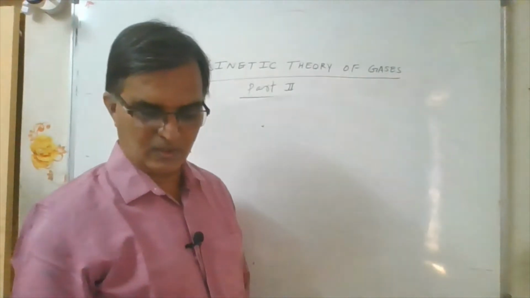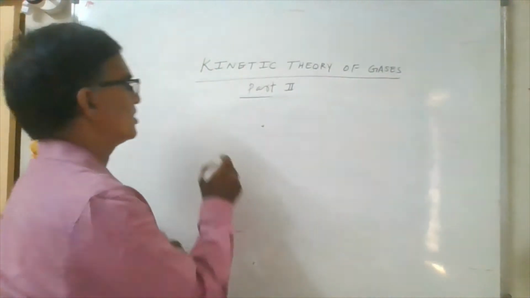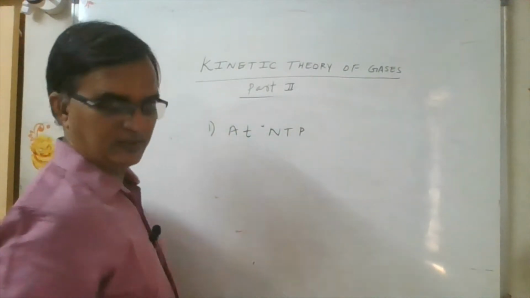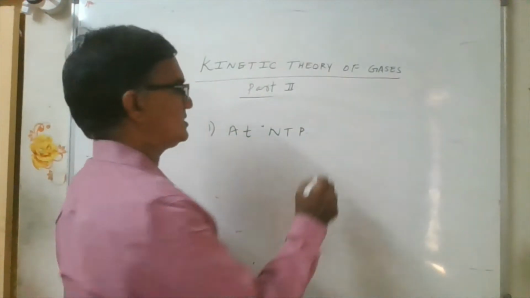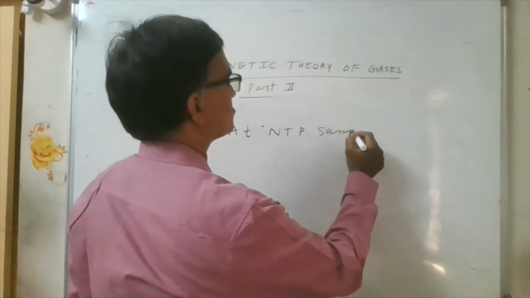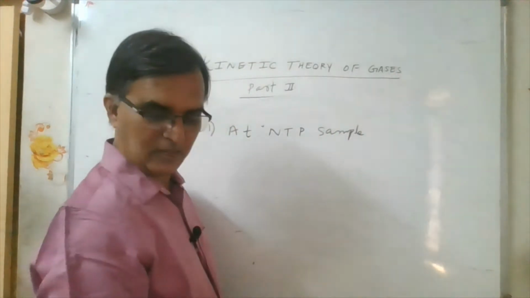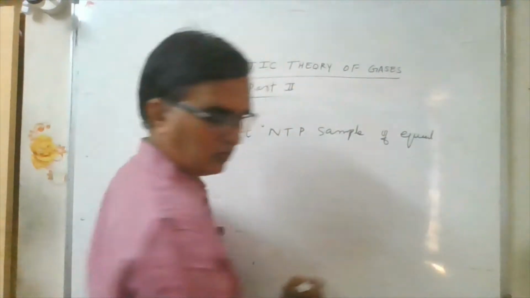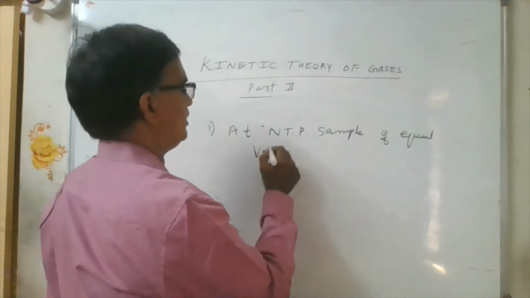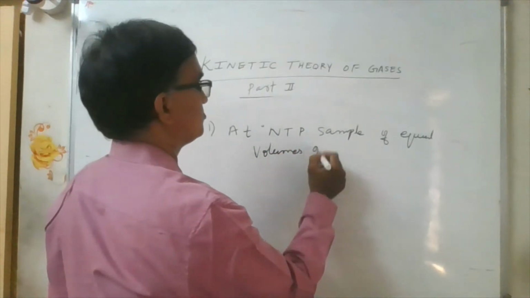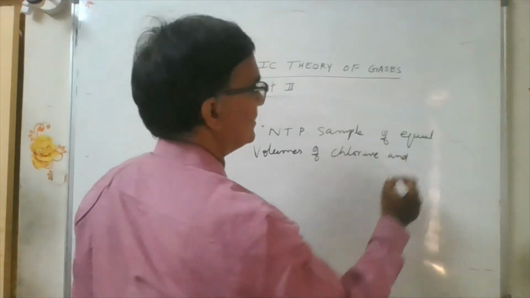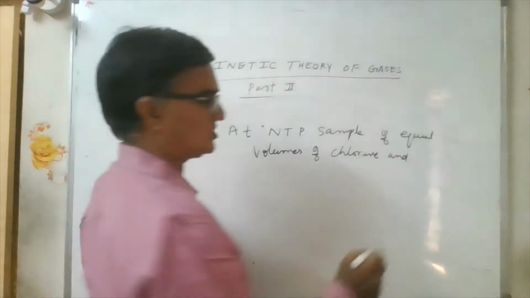Now here, at NTP, NTP means normal temperature pressure, samples of equal volumes of chlorine and oxygen are taken.